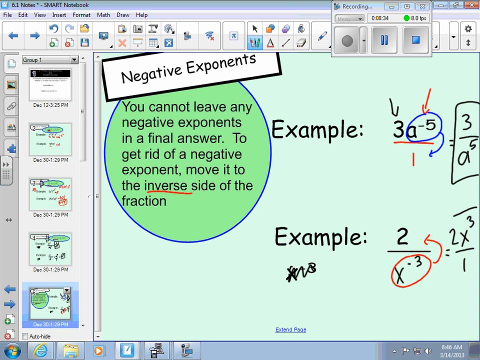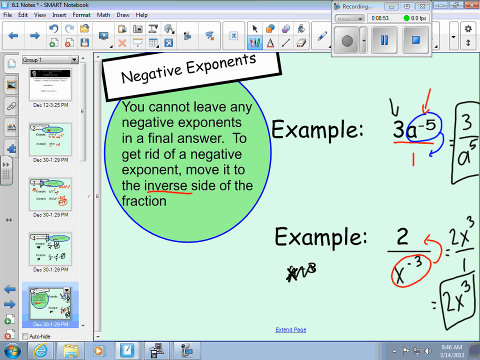Nothing's left on the bottom, so you can put it over 1. You don't need to write your answer over 1, though. You certainly can leave it. This would just equal 2x to the 3rd power. Dividing by 1 is just equal to what's in the top.